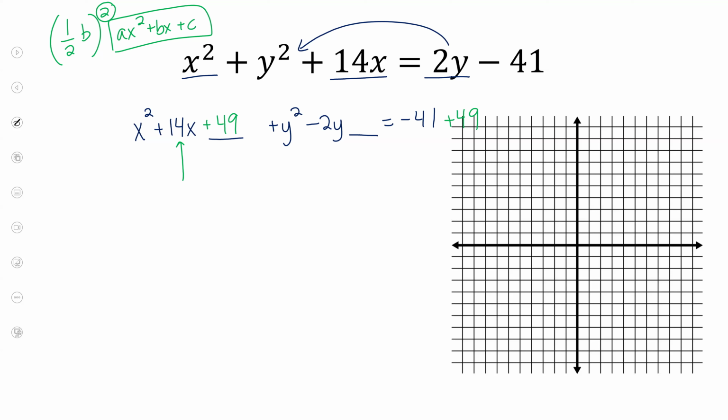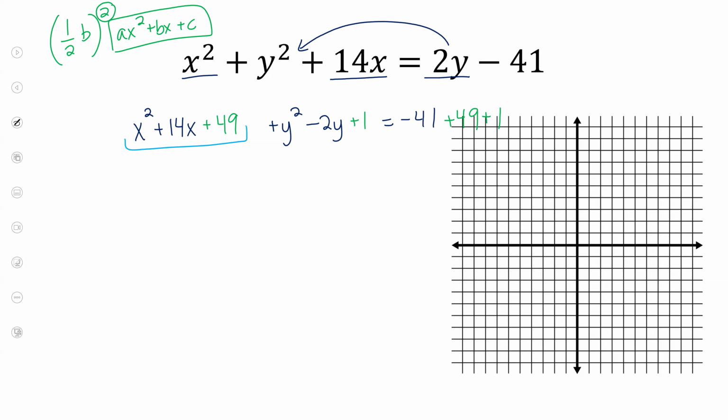Again, with the y's, what is half of -2? -1. And then square it. It's just 1. So I'm going to add 1 to both sides. Okay, now that I filled in the blanks, you can easily factor this.